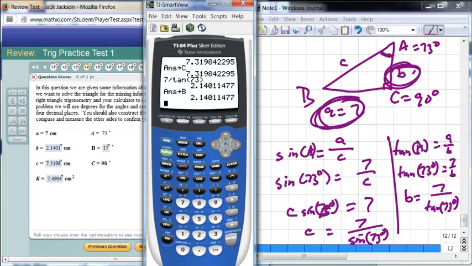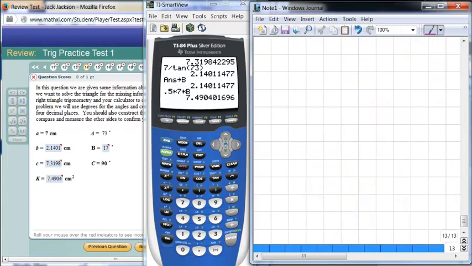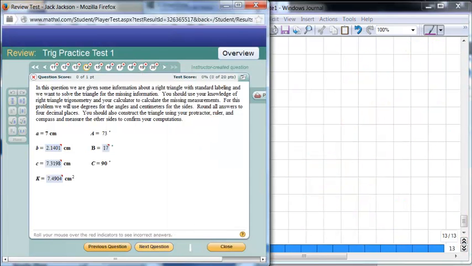So now what I want to do is take 1/2 times a, which is 7, times b, so I don't have to type all that again, or I could have said previous answer since it's the last thing I just did, and enter, and there is the area, 7.4904, and it is rounding off correctly, so that's good. Next question.